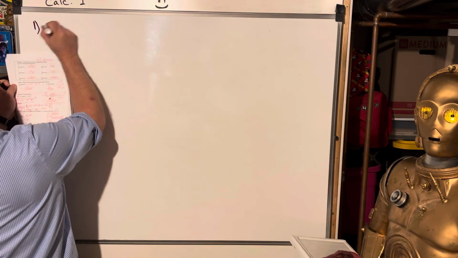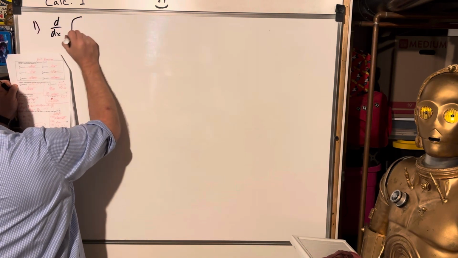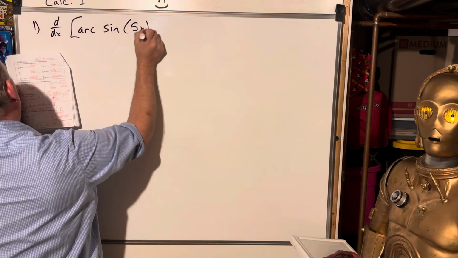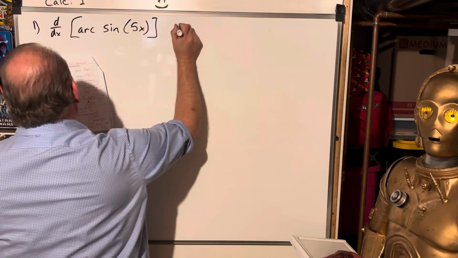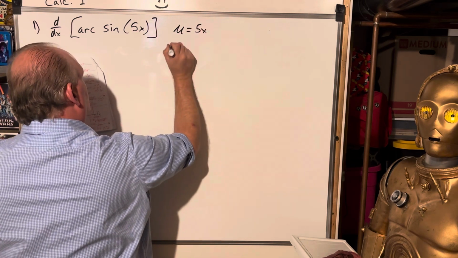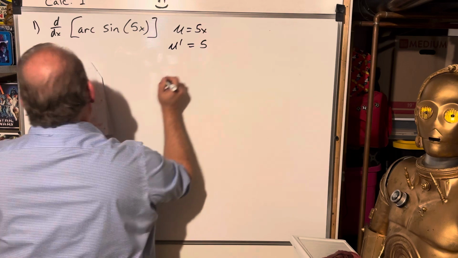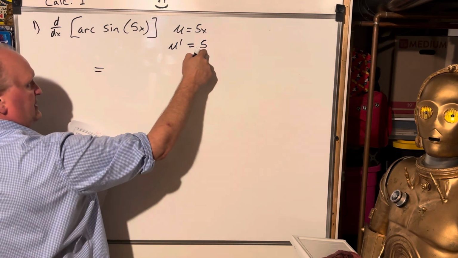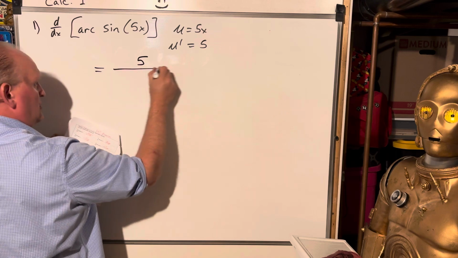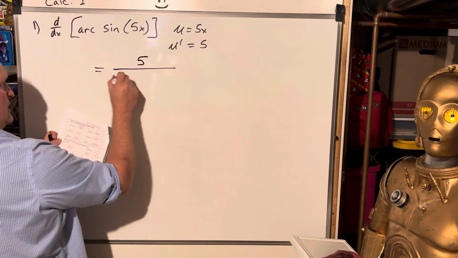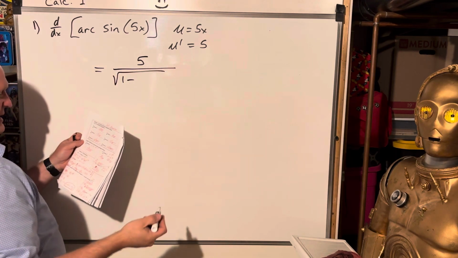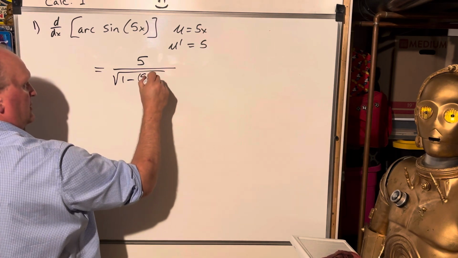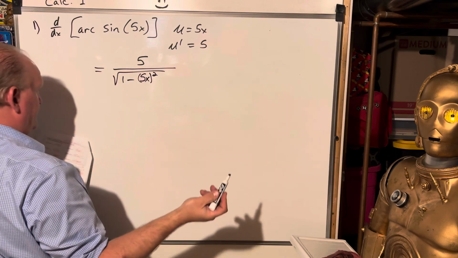We have find d dx of the arc sine of 5x. So we're going to say u is equal to 5x, u prime is equal to 5. And then for sine, it's just u prime, which is this, so 5 over the square root of 1 minus, and then 5x quantity squared. And that's it.